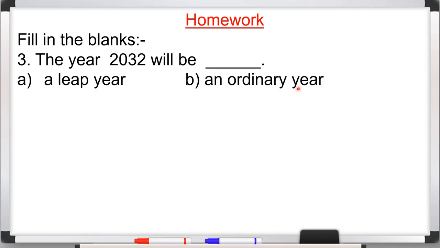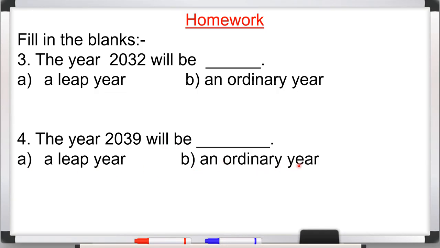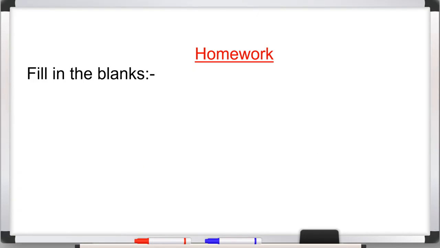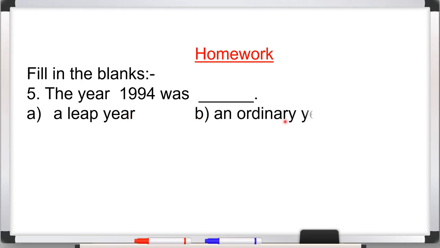Okay, so you need to do it, beta, and then you have to write the correct answer. Now question number 4. The year 2039 will be dash. Again we have two options. In option A, a leap year, and in option B, an ordinary year. Okay. Now question number 5. The year 1994 was dash. Here again we have two options, A, a leap year, and B, an ordinary year. So you need to solve, okay, and then you have to write the correct answer.